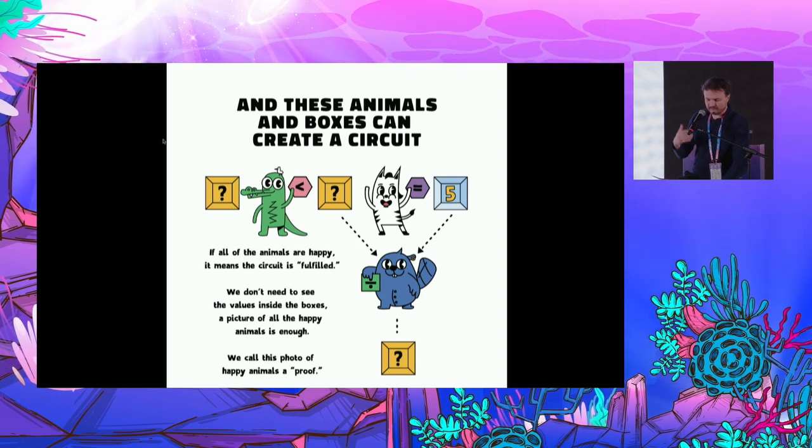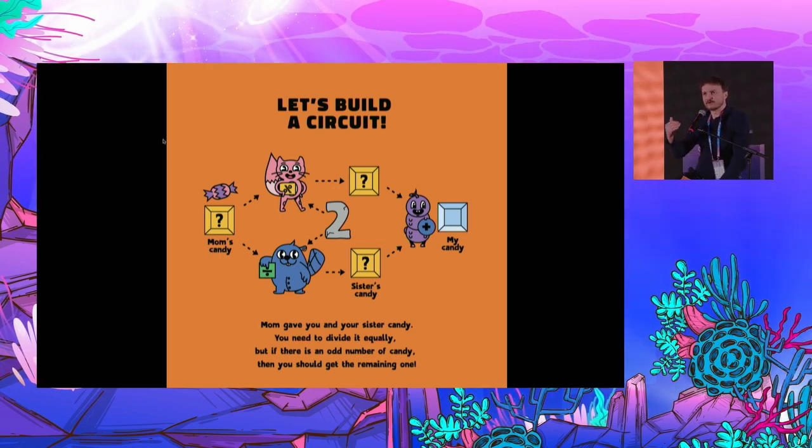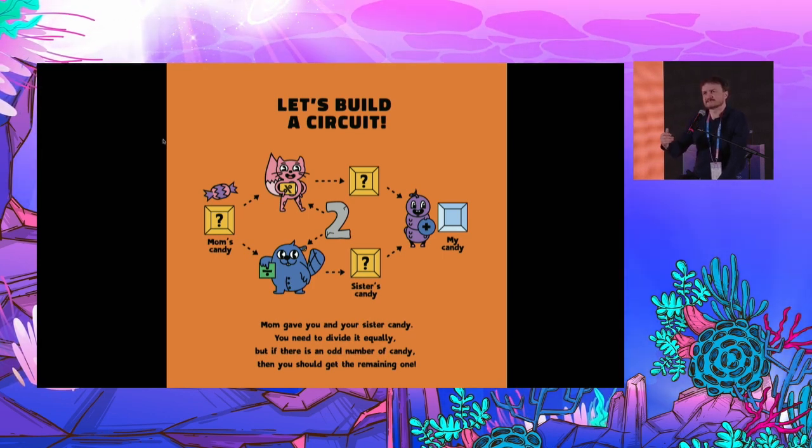And we can call the photo of all these happy animals a proof. So basically, proof becomes a photo. But enough talking. Let's actually build a circuit to solve the real-life 5-year-old problem. How to make sure that my sister split the candy equally.